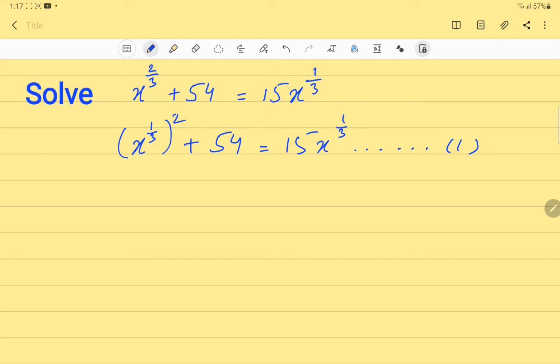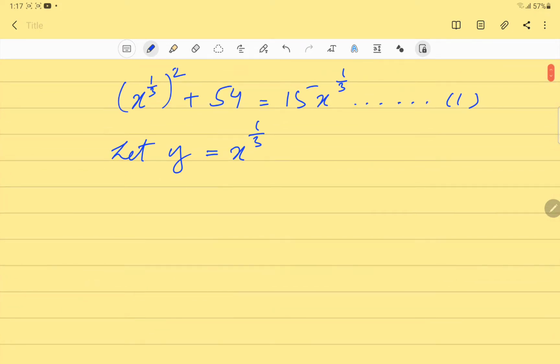In order to get rid of the exponential part of this equation at this point, we will assume y is equal to x raised to power 1 over 3. So let's substitute this value of y into equation number 1. By doing so, we get y squared plus 54 is equal to 15y.